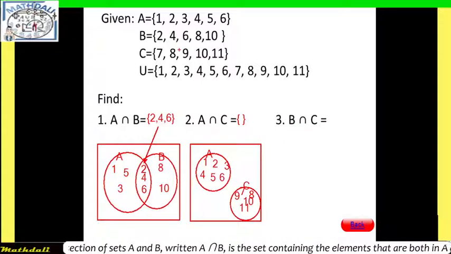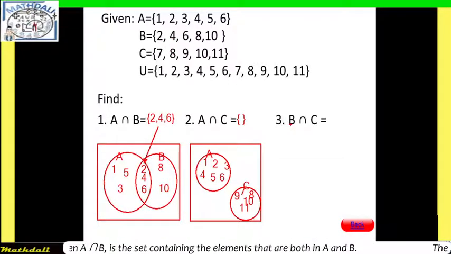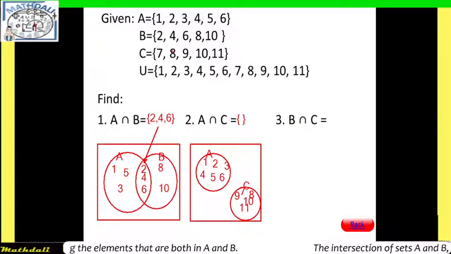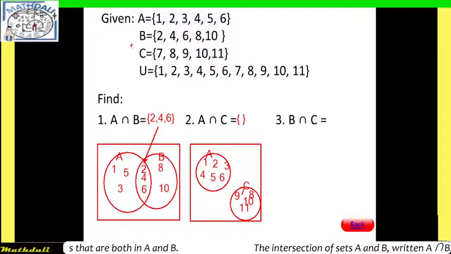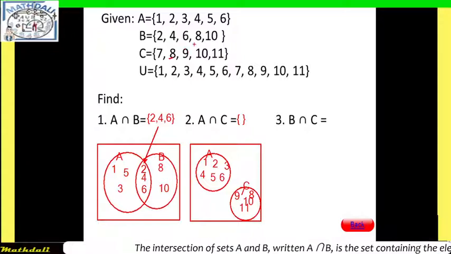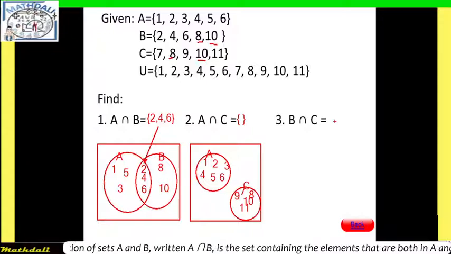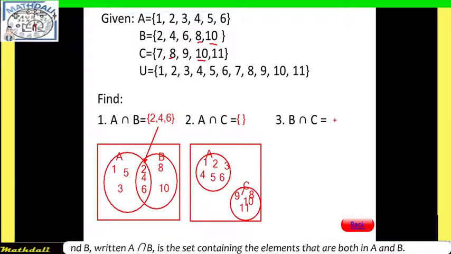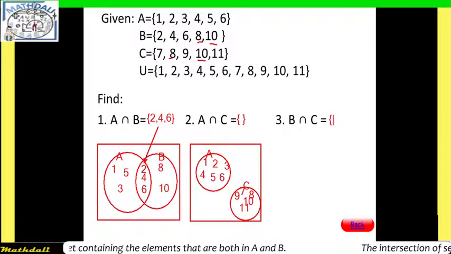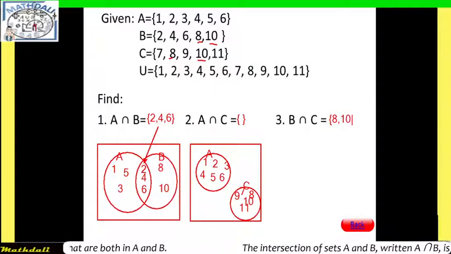Okay, so identify natin dito yung common element ni set B at saka yung ni set C. Meron ba kayo nakikita dito na common element? Element siya ni set B at element din siya ni set C. Okay, so meron. Ito yung 8 at saka 10. So yun yung ating intersection. B intersection with C, we have 8 and also 10.